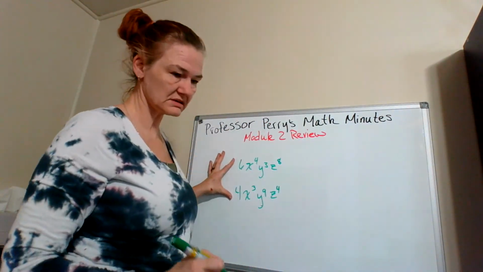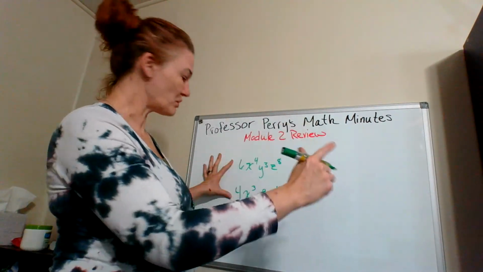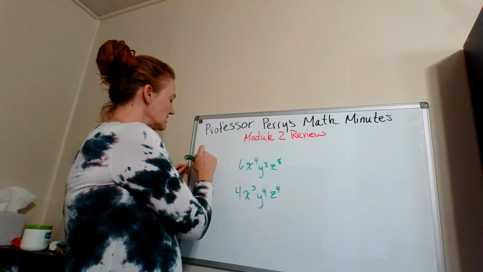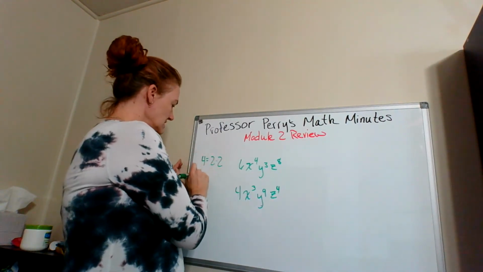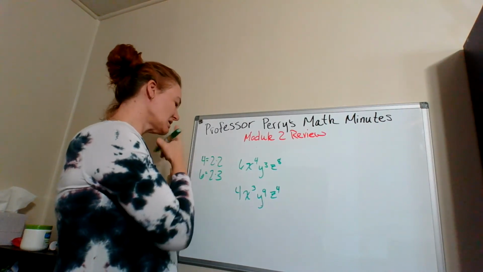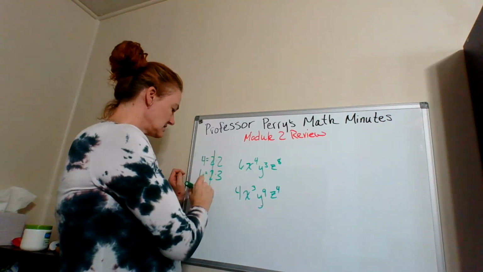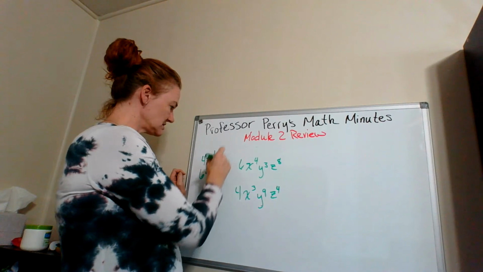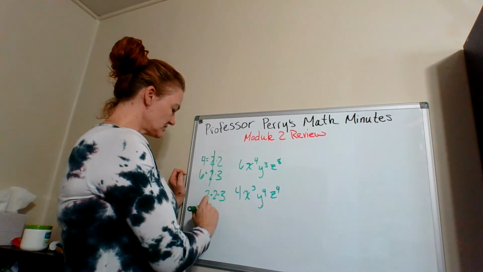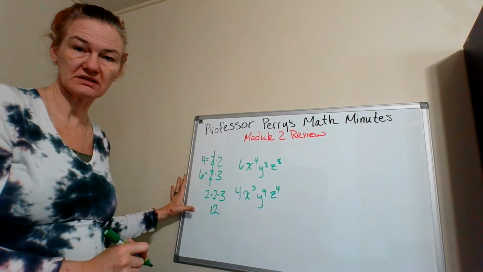6 and 4, the least common multiple. What is the smallest number both of these go into? If I think prime factorization, 4 is 2 times 2, and 6 is 2 times 3. So, if I take these, put them in once, what's left over? I get 12. So 4 and 6 both go into 12.